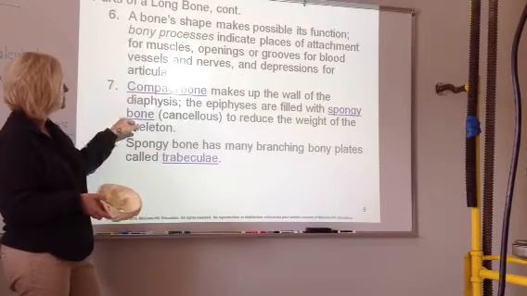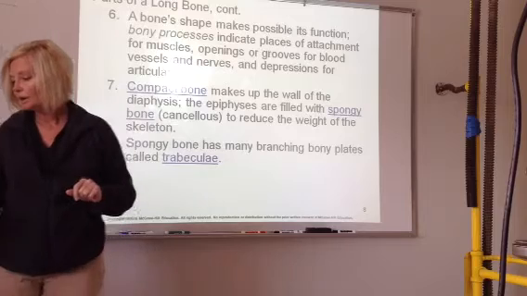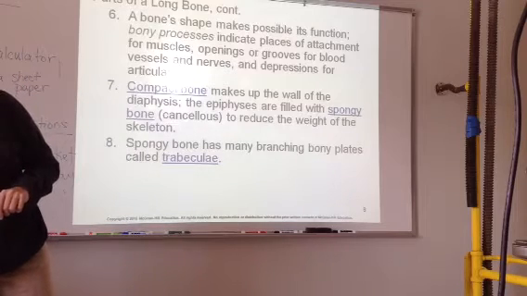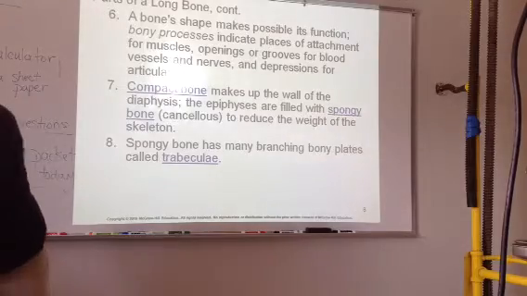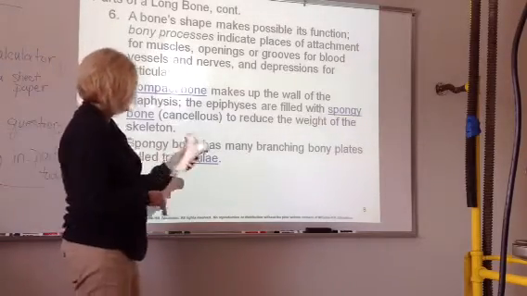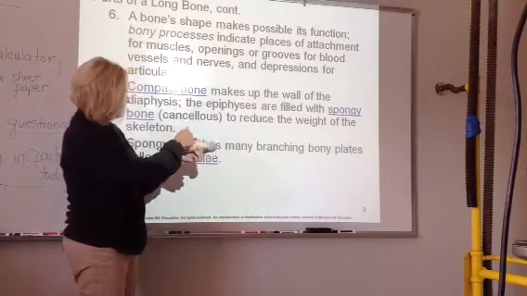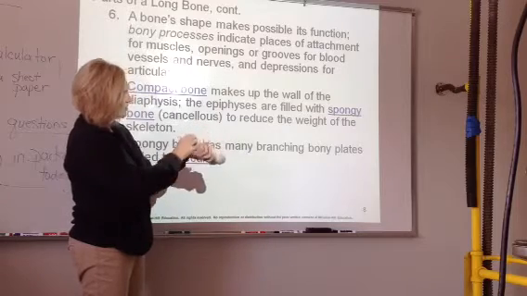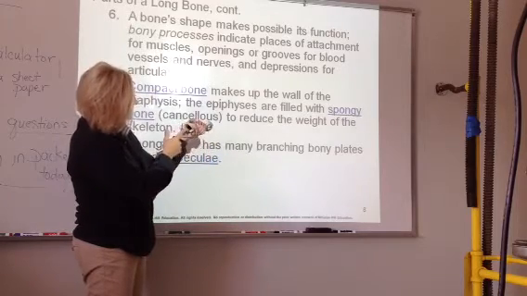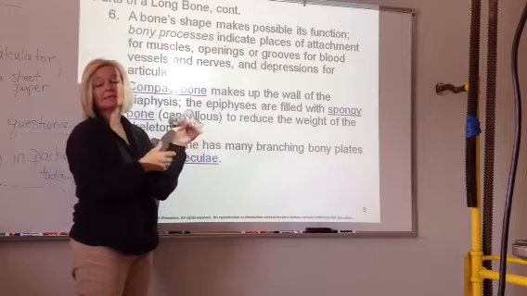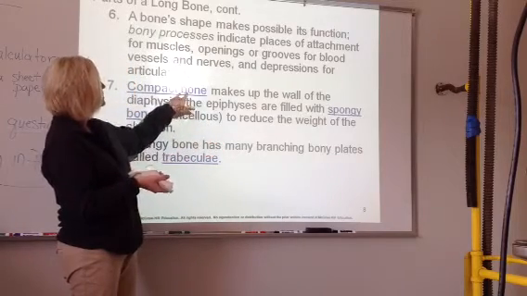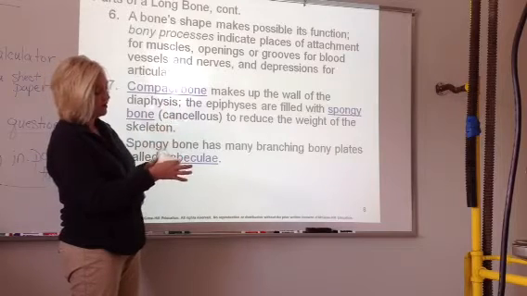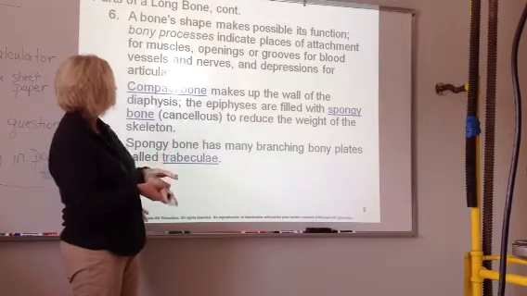Compact bone and spongy bone are the two main types. And here again, if I look at a large bone, like a beef bone, the compact bone is usually the shaft part. It is very hard, very thick, dense, it's compact. That's where the name comes from. Typically that's going to make up the wall of the diaphysis.